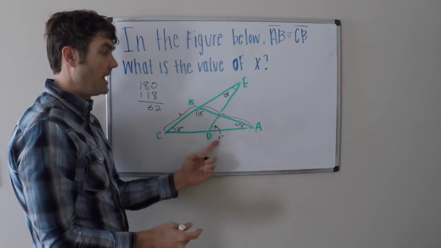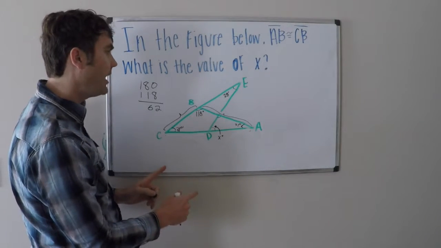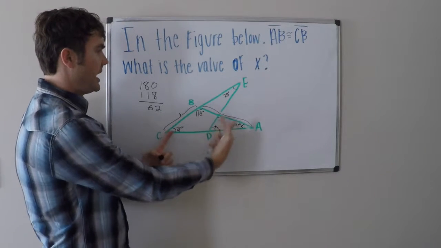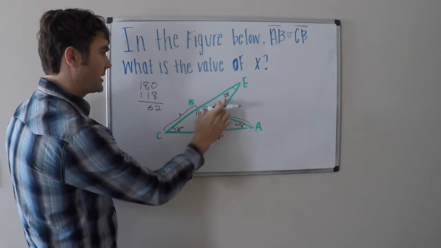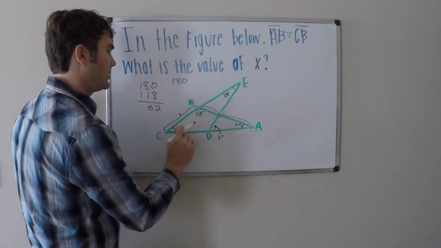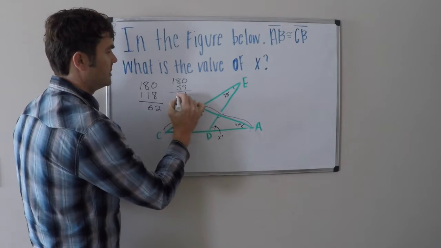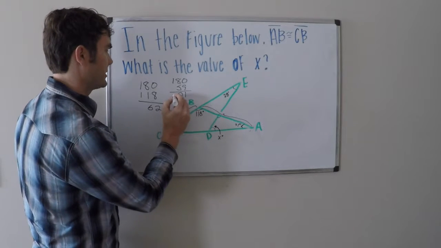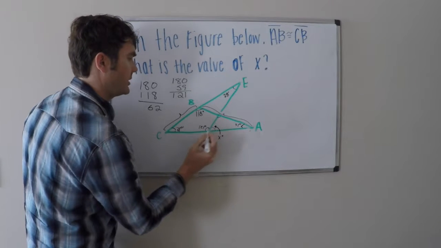So always look not for what they're asking you for, but for the other missing information you need to find what you're after. Now, how am I going to find that? Well, notice in this triangle here, CED, I have two angles that I know. So I can add those up and subtract from 180. So 28 plus 31 would be 59. 180 minus 59, that's going to be 21. Is that right? I did that in my head. 121, sorry. So this angle here is 121 degrees.